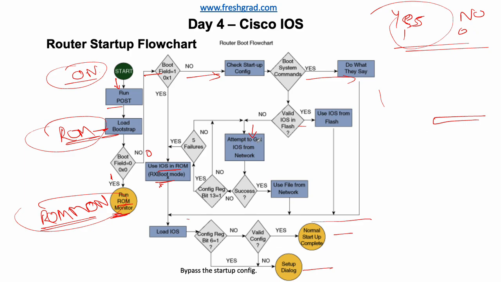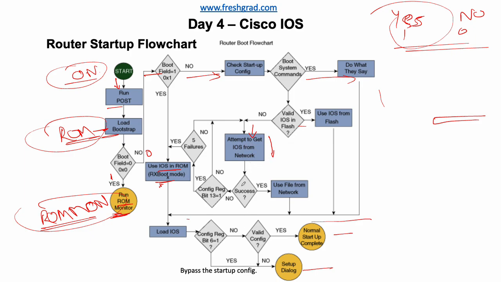So in the network, there will be TFTP or some servers that provide the IOS images. We'll discuss this later. Don't worry right now. So it looks for the network. If there are any IOS images, the router can find them from the network, then fetch and load them here. If it's found, success, yes, use the file from the network, load the IOS image and follow the same process, right?